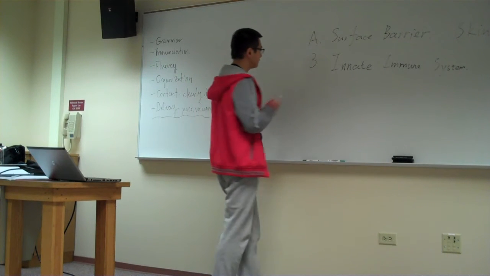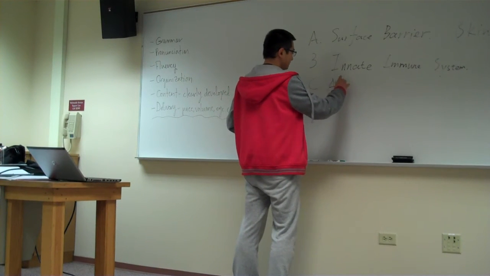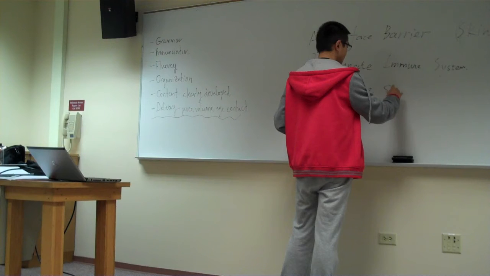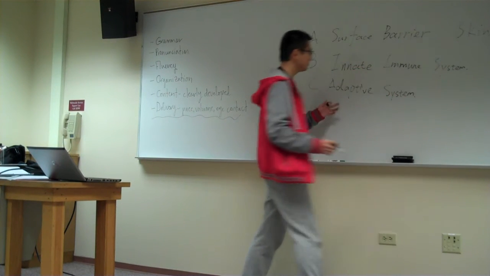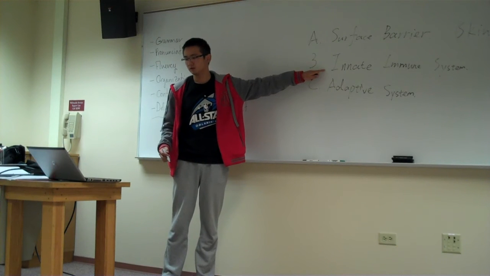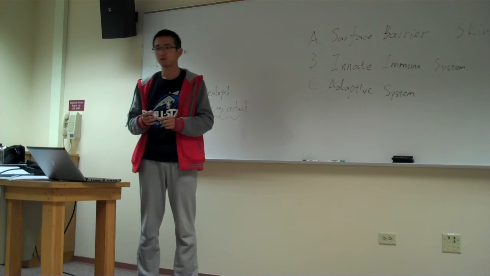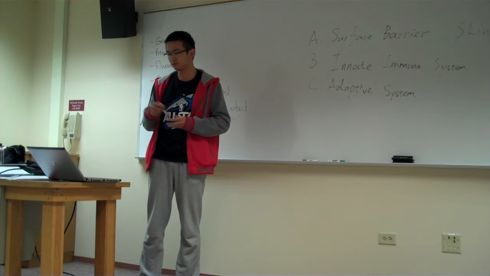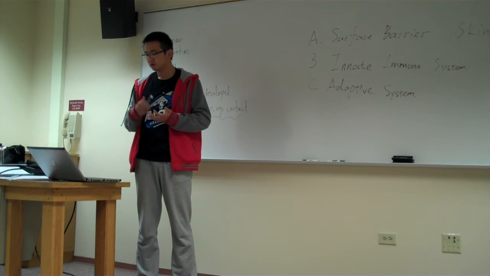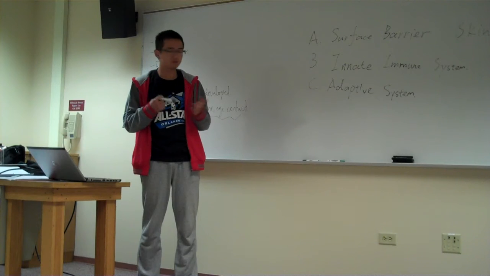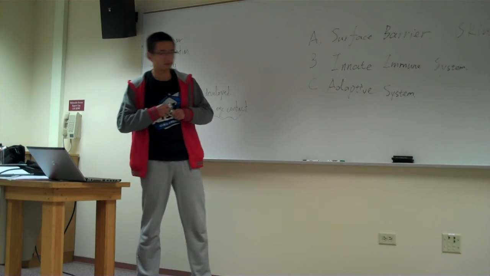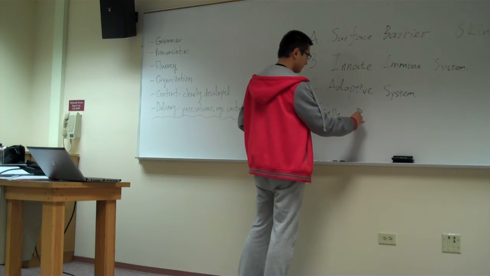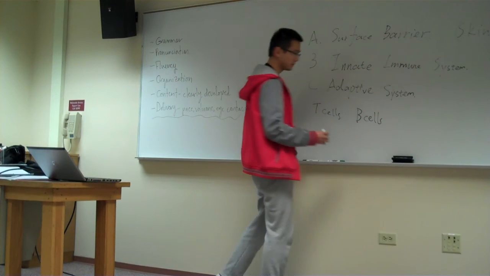And the third level is the adaptive immune system. Adaptive, the opposite of innate, means you have to learn, right? You have to get it from the environment. There are also some cells to do this job, like T cells or B cells.